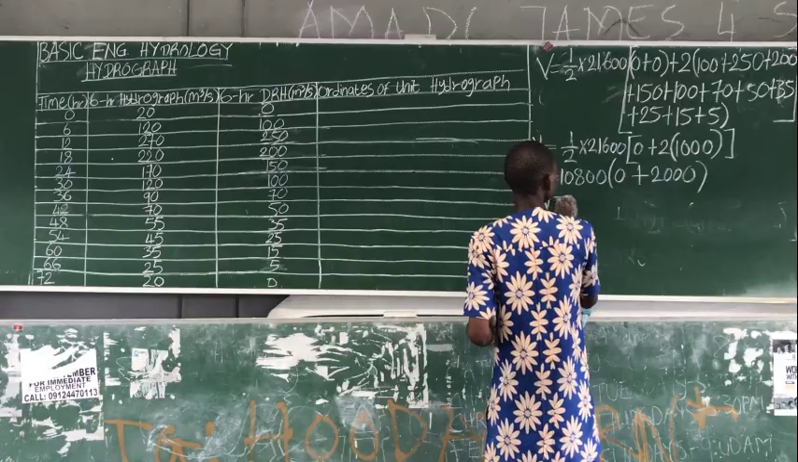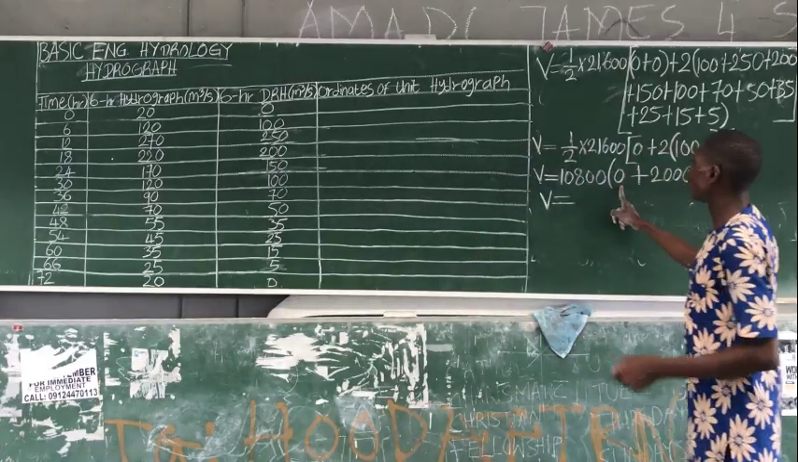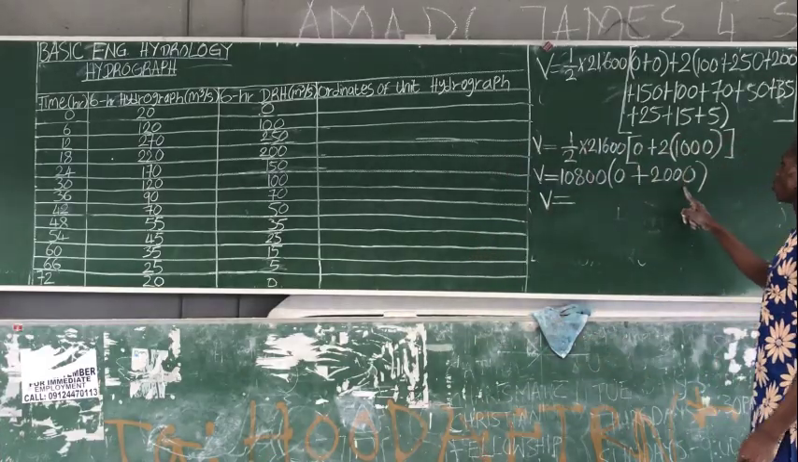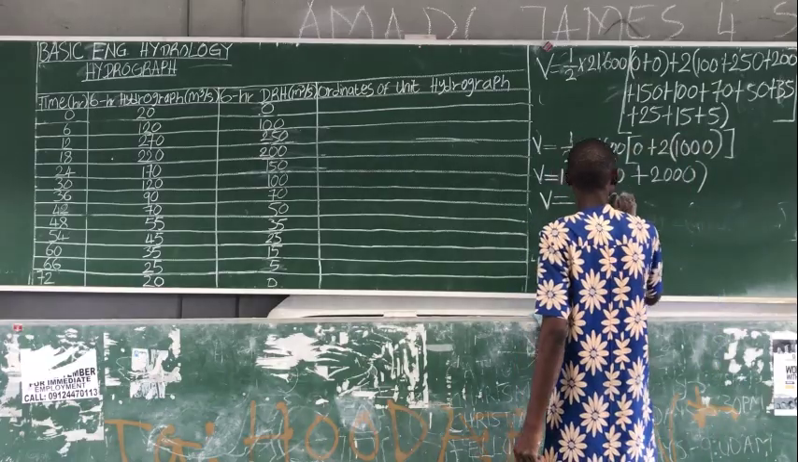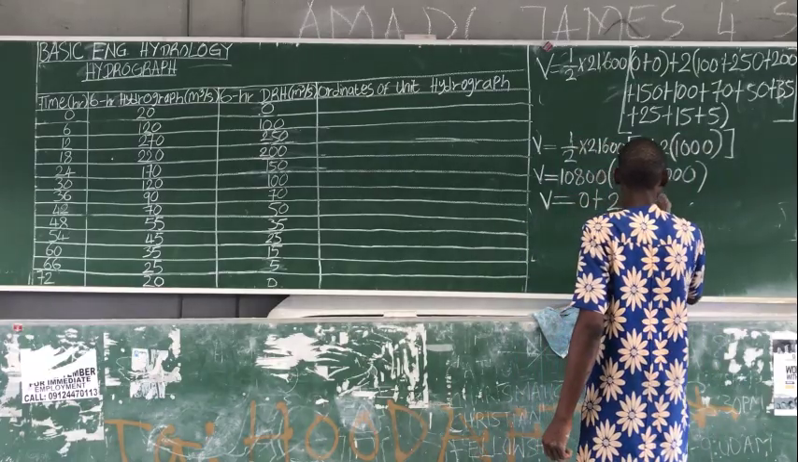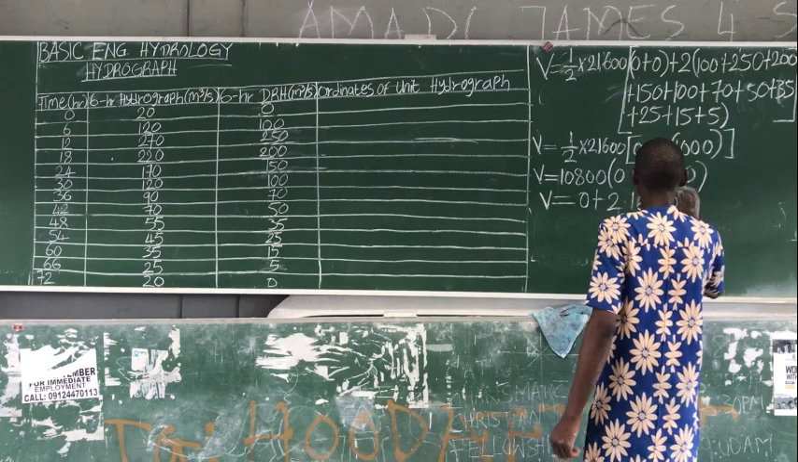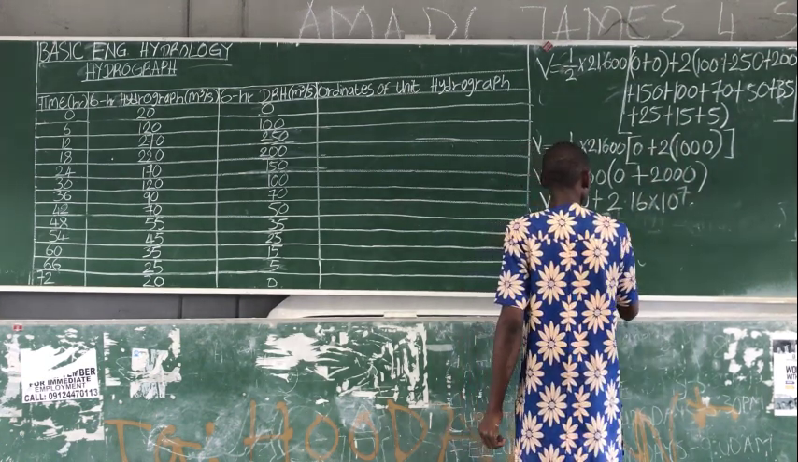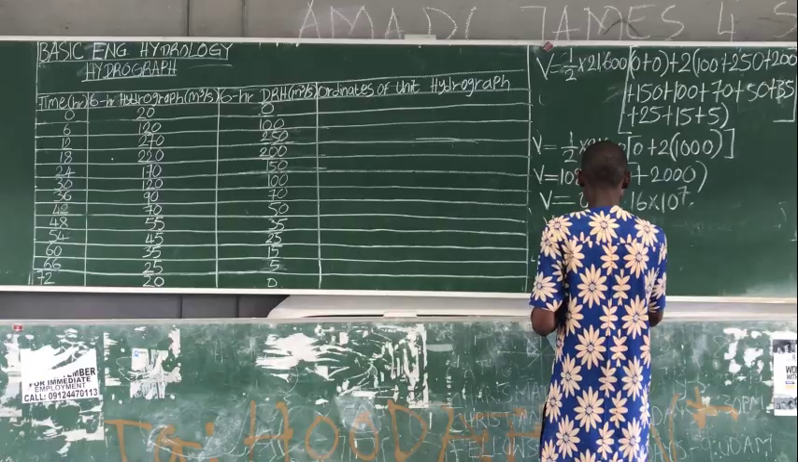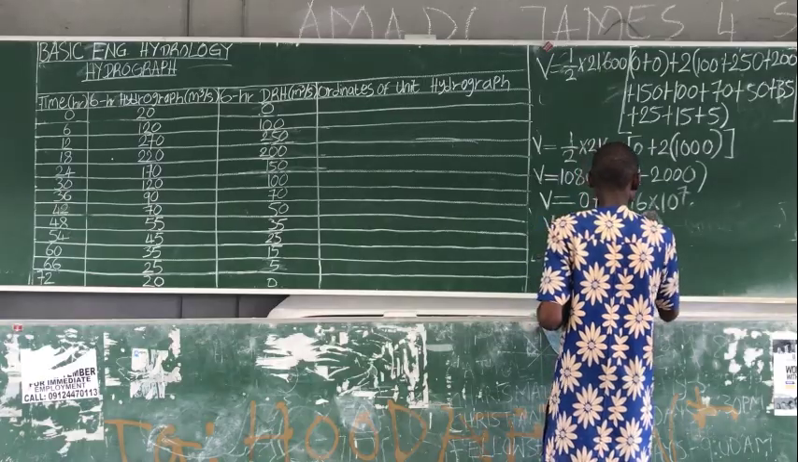So we have our V to be equal to, so this times this is 0, obviously. So this times this will give us what? Hence, our V is equal to 2.16 times 10 raised to power 7.